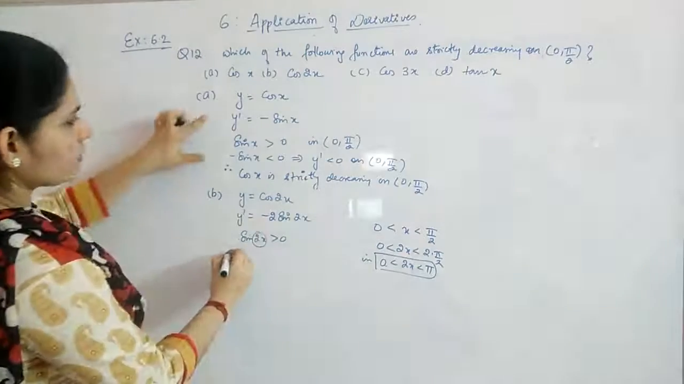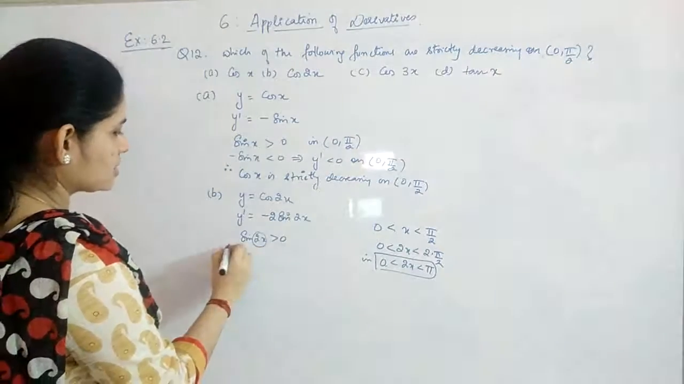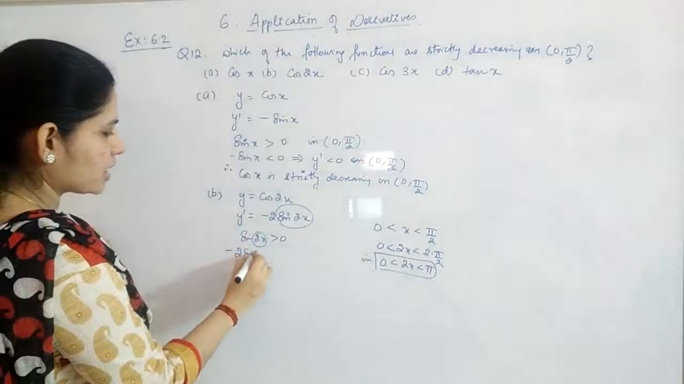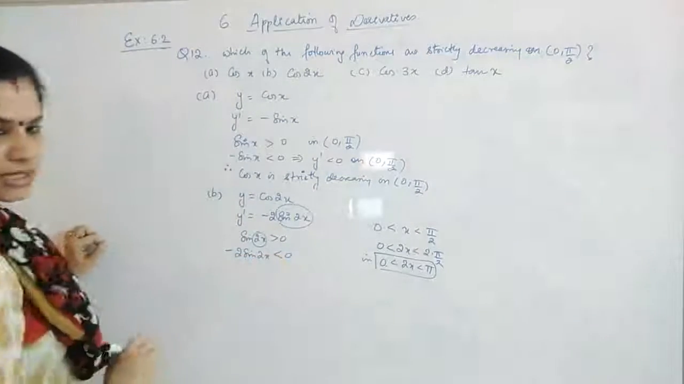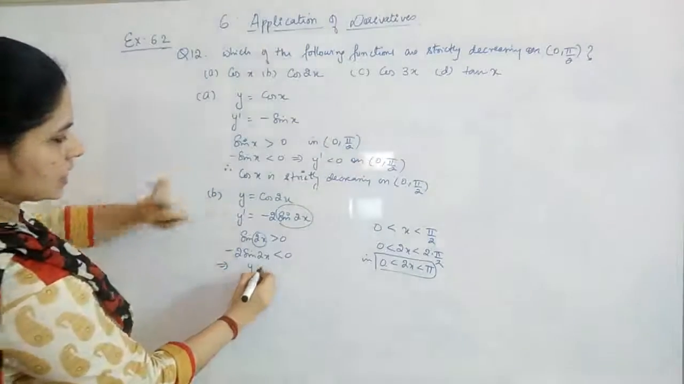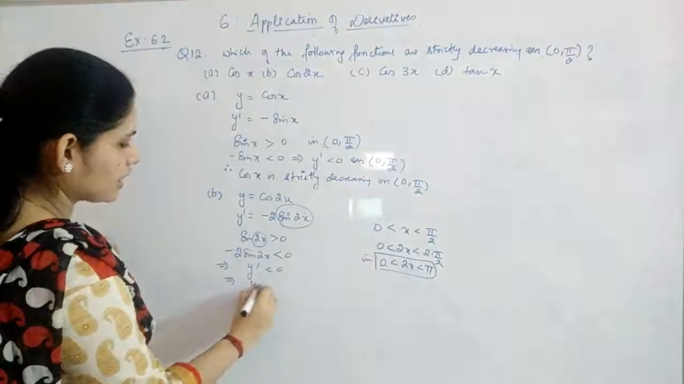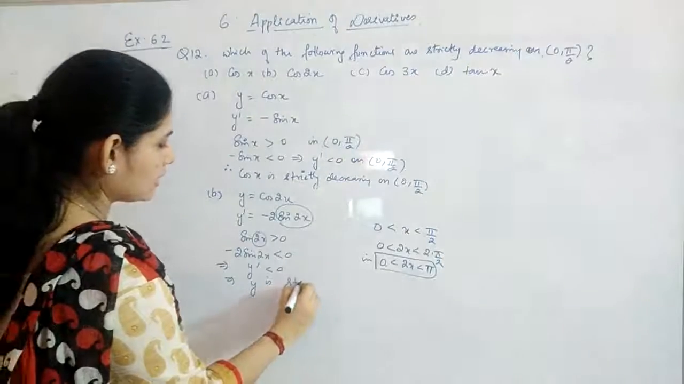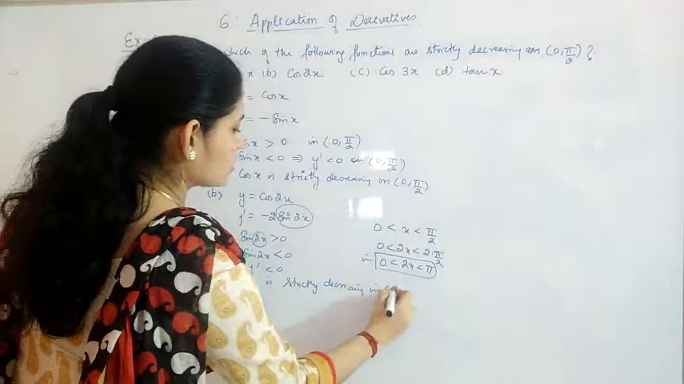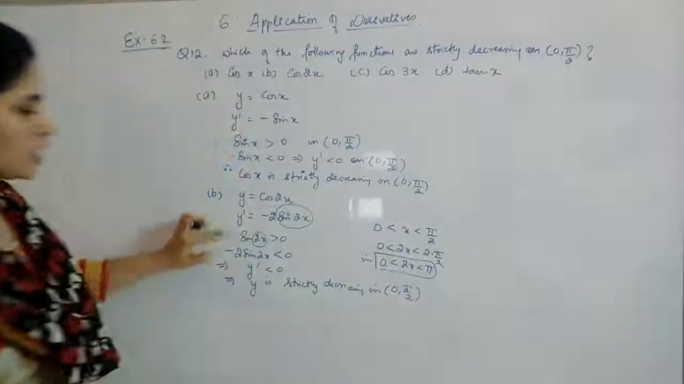Therefore, the function cos 2x, this is positive. This is positive means minus 2 into sine 2x will give you less than 0. Therefore, y dash is less than 0. Therefore, the function y is again strictly decreasing in the interval 0, pi by 2. Understood how to check?